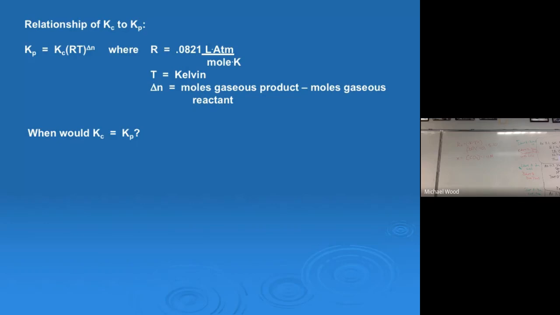Not when Kc is 0. Right? When the moles of the gaseous product equals moles of the gaseous reactant. So when delta N is 0, then anything raised to the 0 would be 1. So the answer to that question, just exactly what Ryan said, she was exactly right: when the moles of the gaseous product equal the moles of the gaseous reactant.